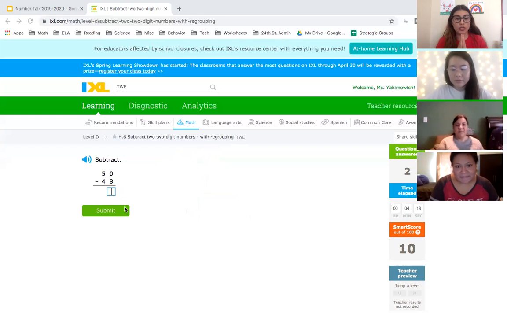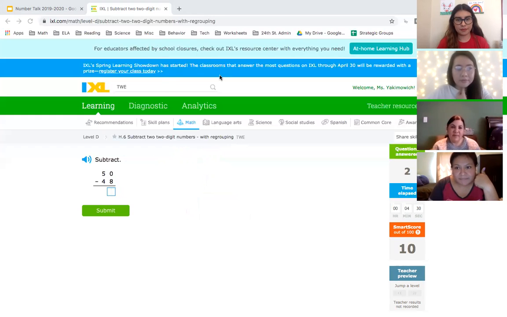So if I were to use a number line for this problem, 50 minus 48, what would be the first thing I need to do? Do any of my teachers have a suggestion? What's my first step? Miss T, can you help us out? What would be the first thing that I do?